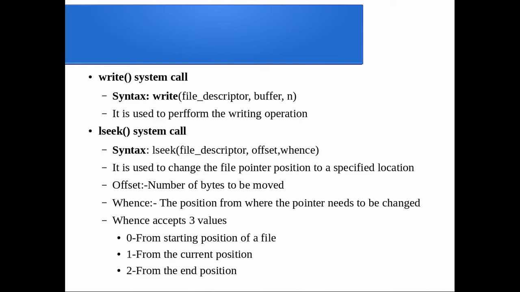So we are done with the first type of system call, that is file related system calls. What are all the file related system calls? Create system call to create a file, open system call to open a file, close system call to close an open file, then read system call to read contents from the file, write system call to write contents into the file, then lseek system call is used to change the file pointer position, and the last one was unlink, to delete a particular file from the file system.